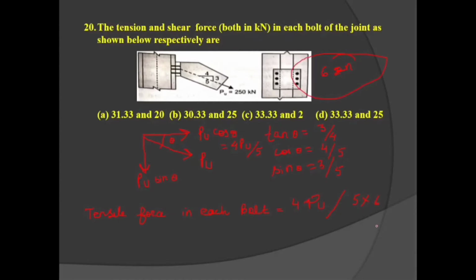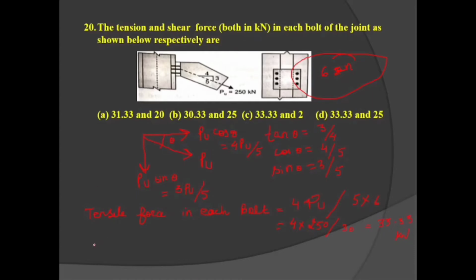Similarly, Pu sin theta will be equal to 3 Pu divided by 5. Now the tensile force in each bolt will be calculated. Pu is given as 250 kilonewton, so this value is equal to 4 into 250 whole divided by 30. After calculation I found the value equal to 33.33 kilonewton.